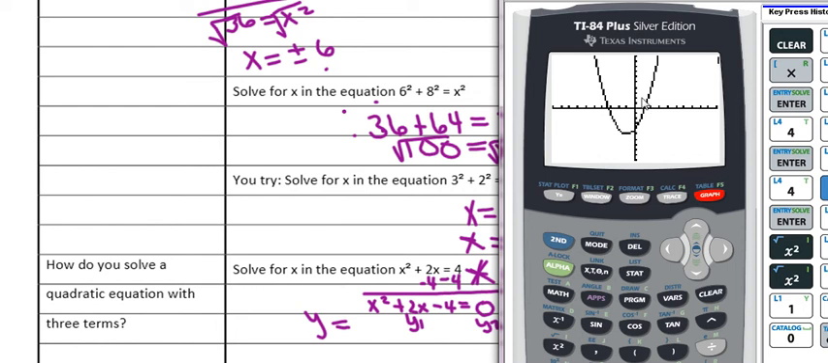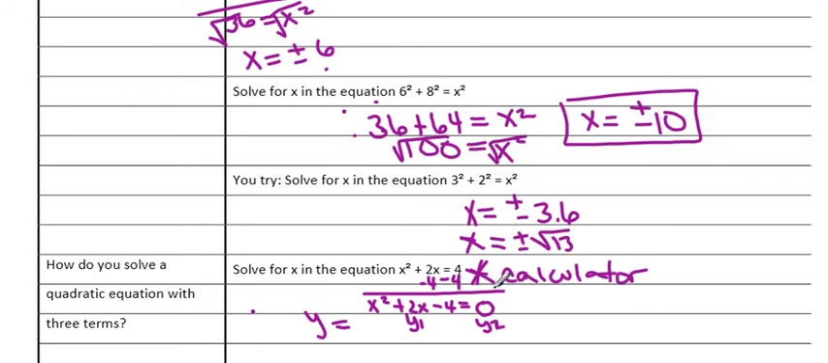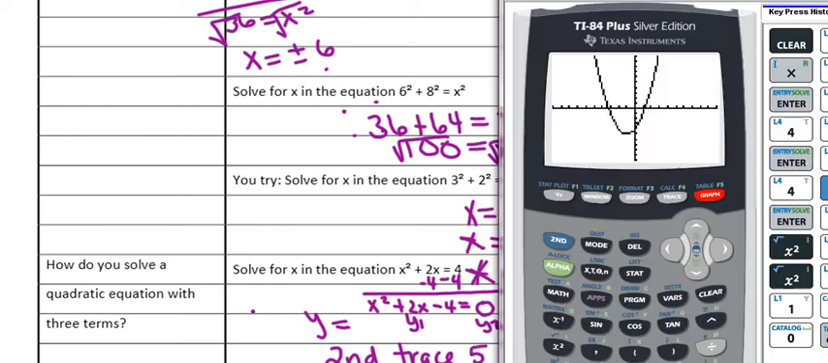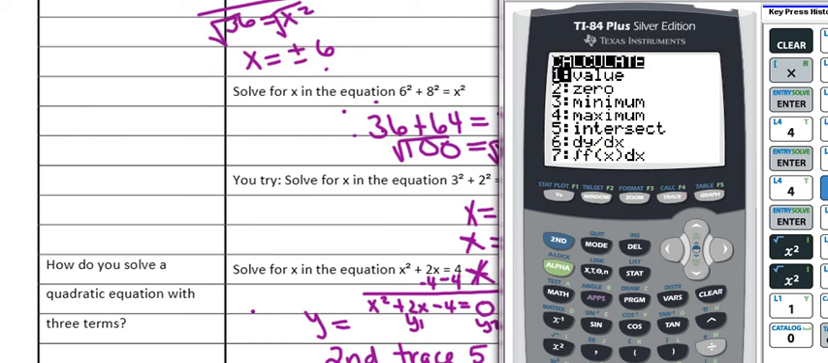You'll notice that the graph, there's a right-hand answer and there's a left-hand answer. This is called a parabola. Where this intersects the x-axis, there's an answer here and there's an answer here. So in order to figure out what each of those answers is, you're going to press second, trace 5.